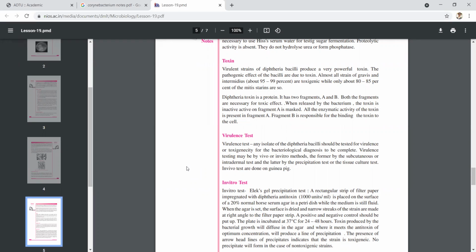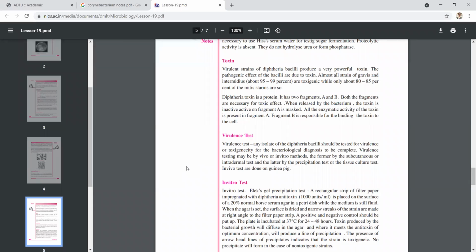In that toxin, the fragment B part does not have any virulence, or toxic activity. The fragment B part is responsible only for the binding of the toxin to the cell, whereas the other part, fragment A, has all the enzymatic activity of the toxin which is required for this toxicity.